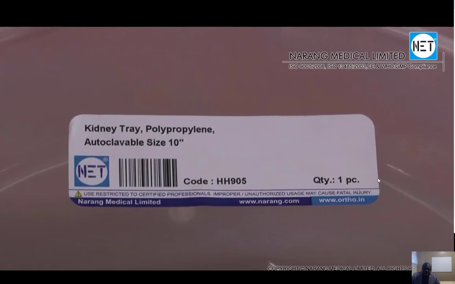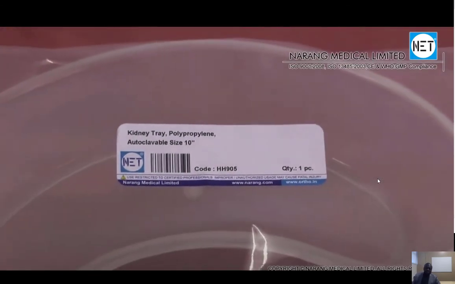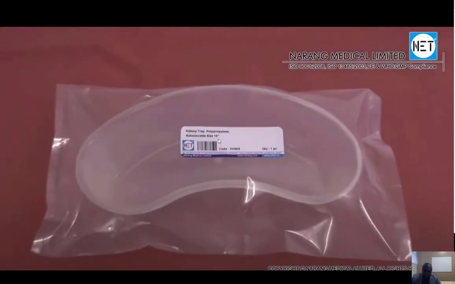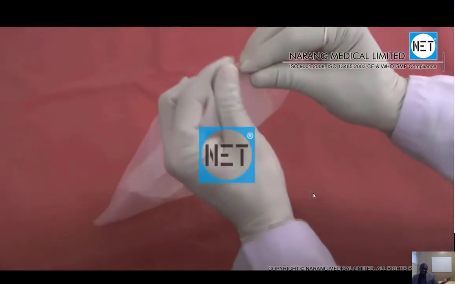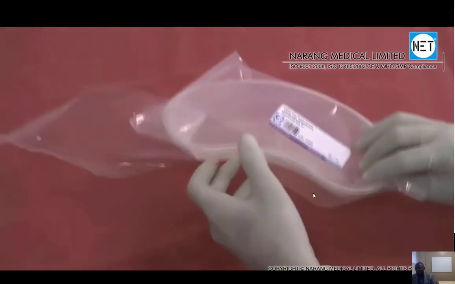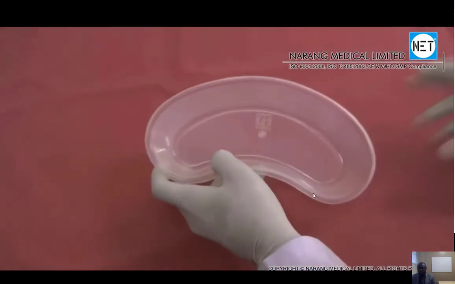So here's an example of a polyolefin, in this particular case polypropylene, being used as a tray, right? A kidney tray for medical devices. So sometimes it's this simple or this simple looking.